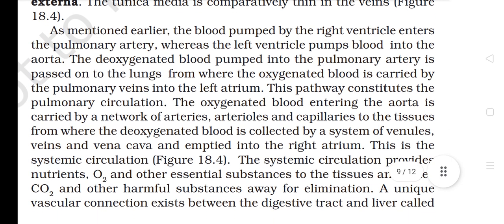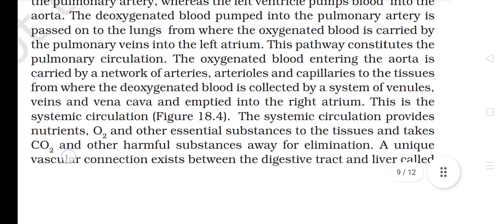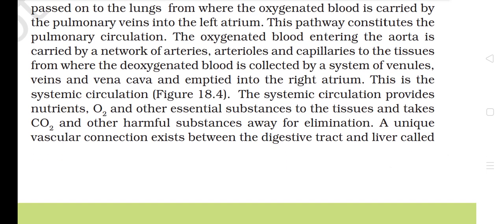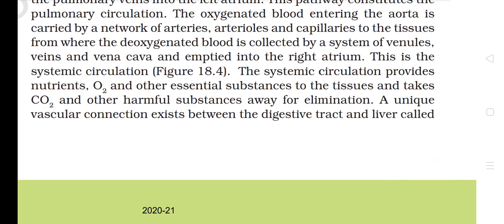As mentioned earlier, the blood pumped by the right ventricle enters the pulmonary artery, whereas the left ventricle pumps blood into the aorta. The deoxygenated blood pumped into the pulmonary artery is passed on to the lungs, from where the oxygenated blood is carried by the pulmonary veins into the left atrium. This pathway constitutes the pulmonary circulation. The oxygenated blood entering the aorta is carried by a network of arteries, arterioles, and capillaries to the tissues, from where the deoxygenated blood is collected by a system of venules, veins, and vena cava and emptied into the right atrium. This is the systemic circulation.